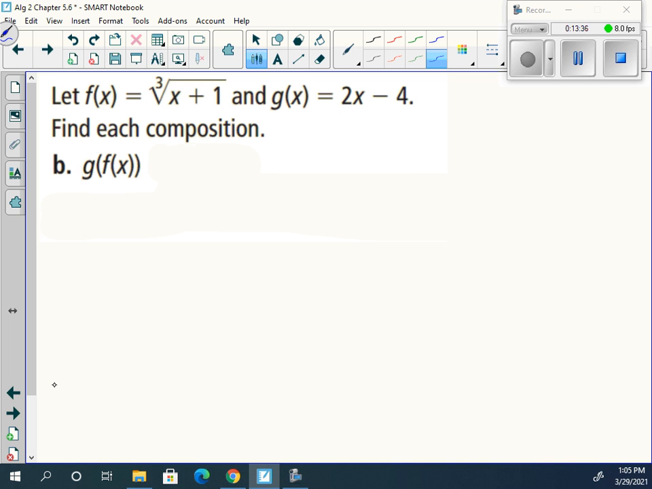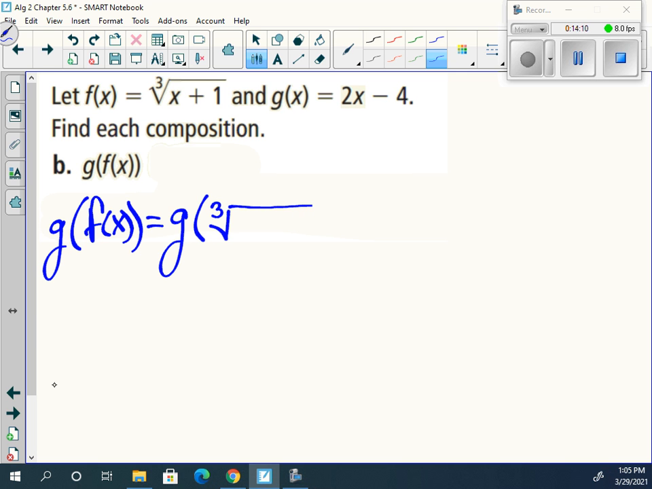All right. We're going to do another one, but we're going in the opposite direction. We're going to do g of f of x. We always work from the inside out. So the first thing we need to find is what we're going to have. So f of x, we're going to plug x into f of x. And if we do that, we get what?